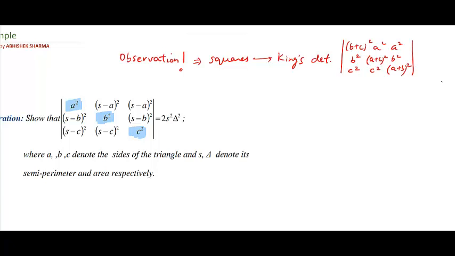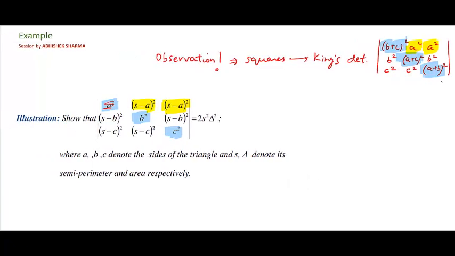That means you have a square here, and in the same way you have b plus c square here, then a plus c square, then a plus c square, and apart from that the first row contained the remaining elements same. So s minus a whole square, a square, a square. Alright, so the question kind of looks similar to the King's determinant, but the question definitely is different from this. The question resembles King's determinant, but it is not directly the form that King's determinant has. King's determinant required b plus c whole square in the first term. This contains only a square.